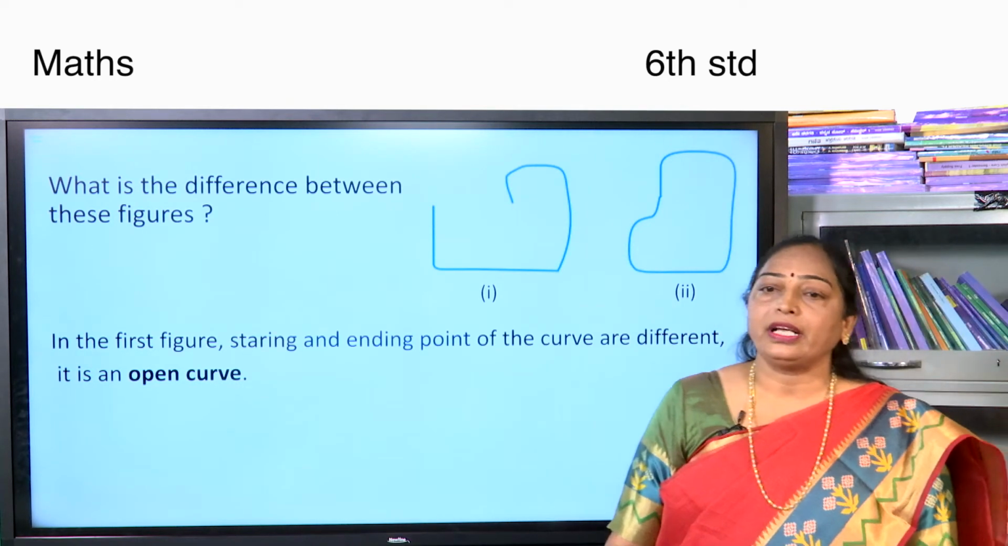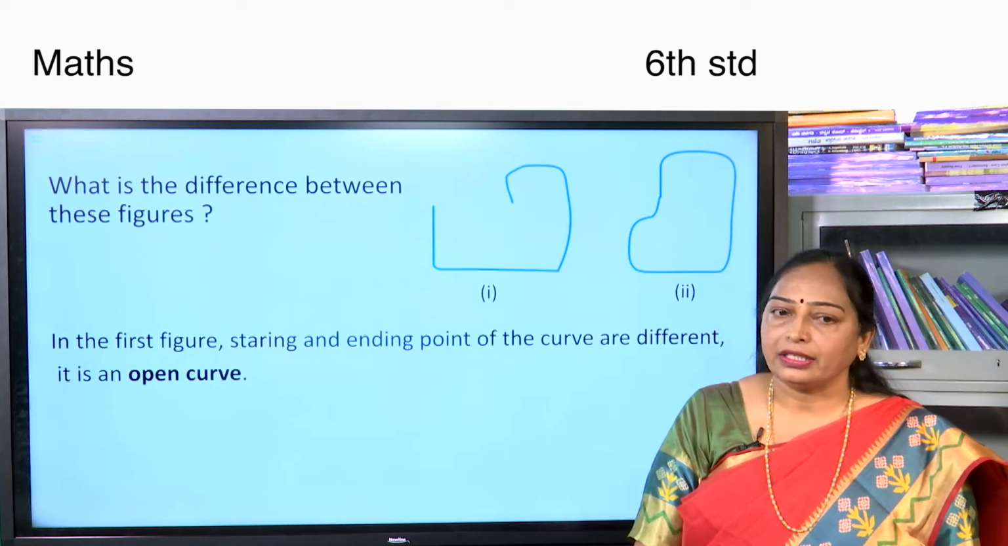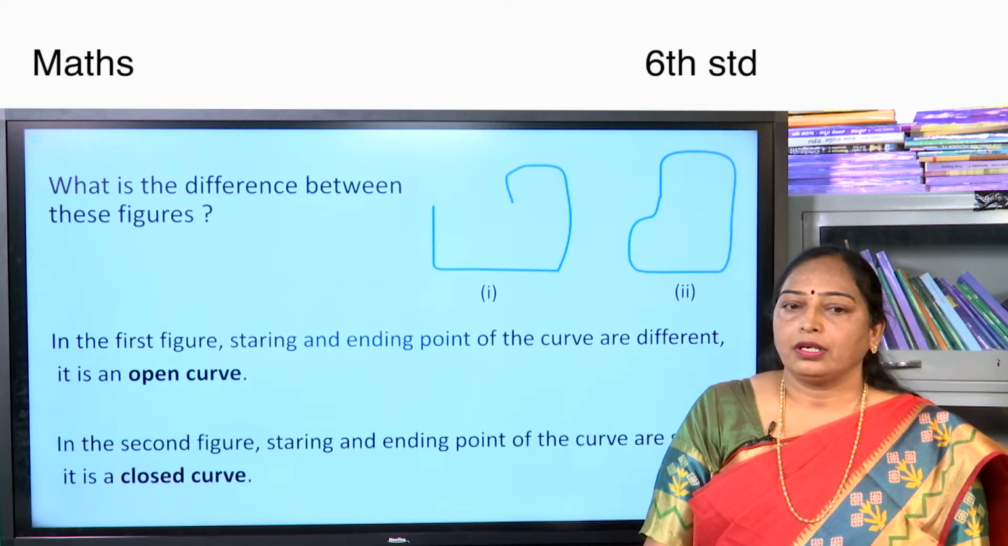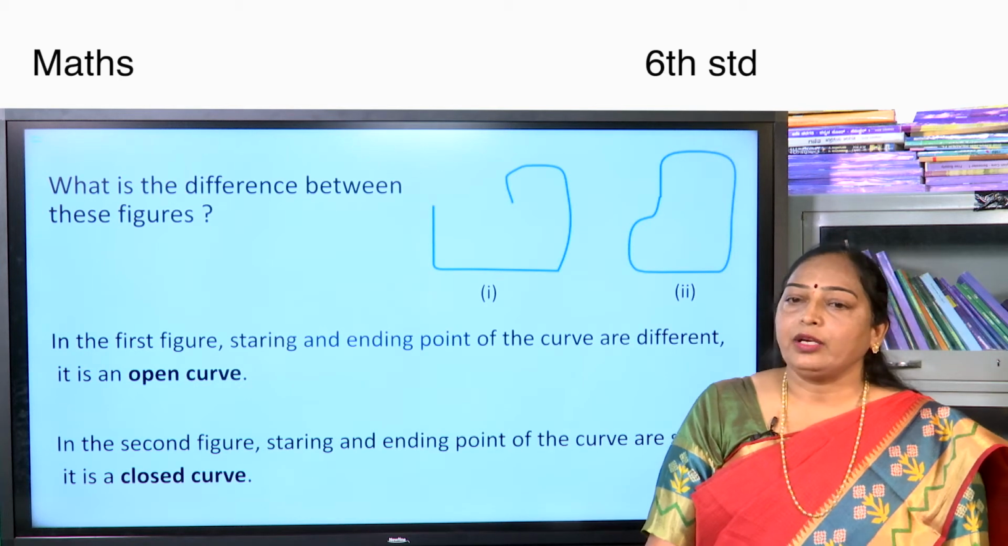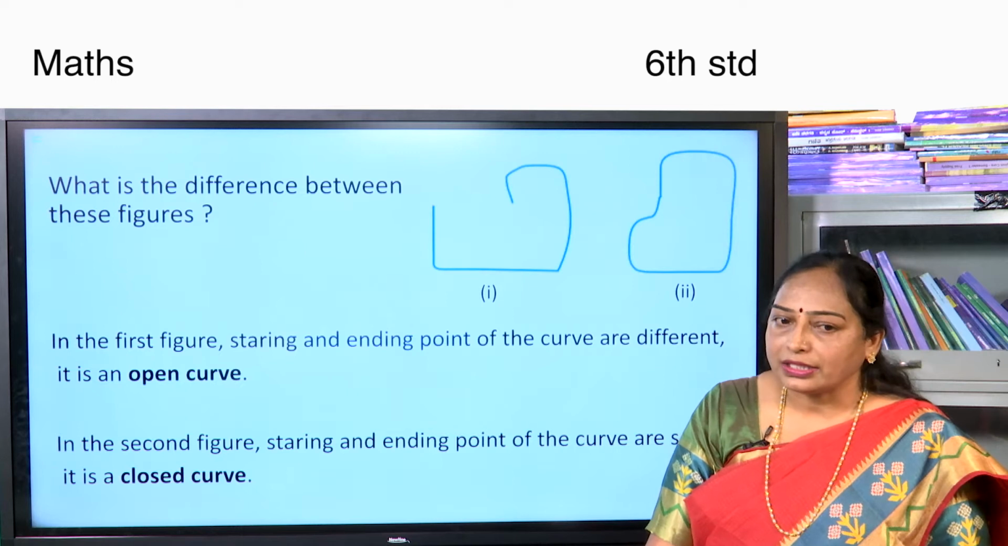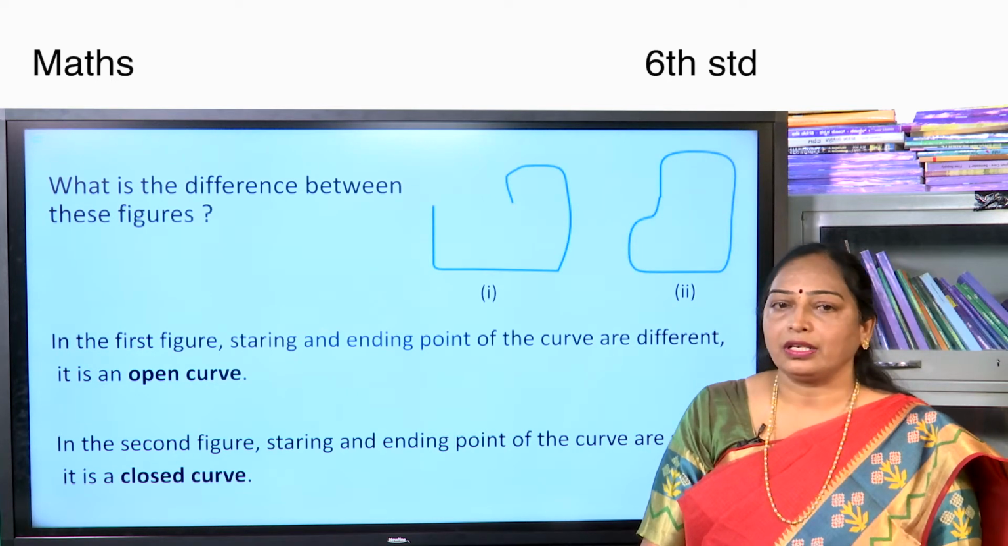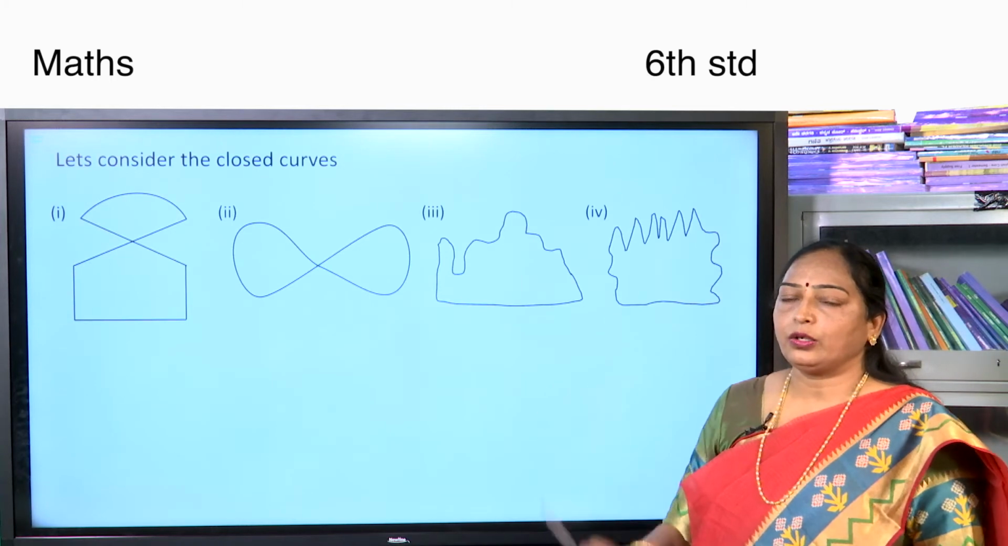Starting and ending points of the curve are different. It is an open curve. If the starting and ending points of the curve are the same, then it is called a closed curve. Let us consider the closed curves.